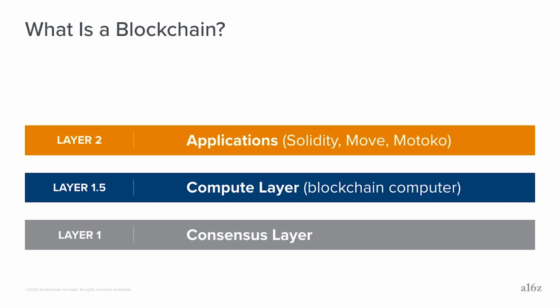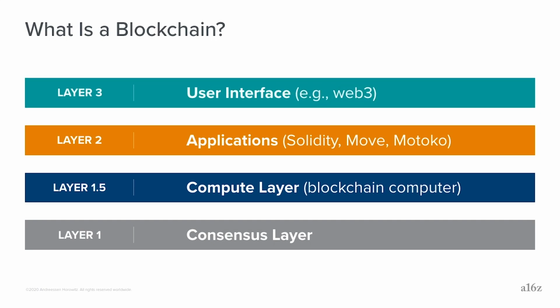And then layer 2 is where the applications run. Typically applications would be written in languages like Solidity or Move. Move is the Libra language, or Motoko, and so on. These are applications that actually run on the blockchain computer. And on top of those, you have user-facing systems that run in the cloud and talk to the blockchain and talk to end users. So those are the 4 layers.